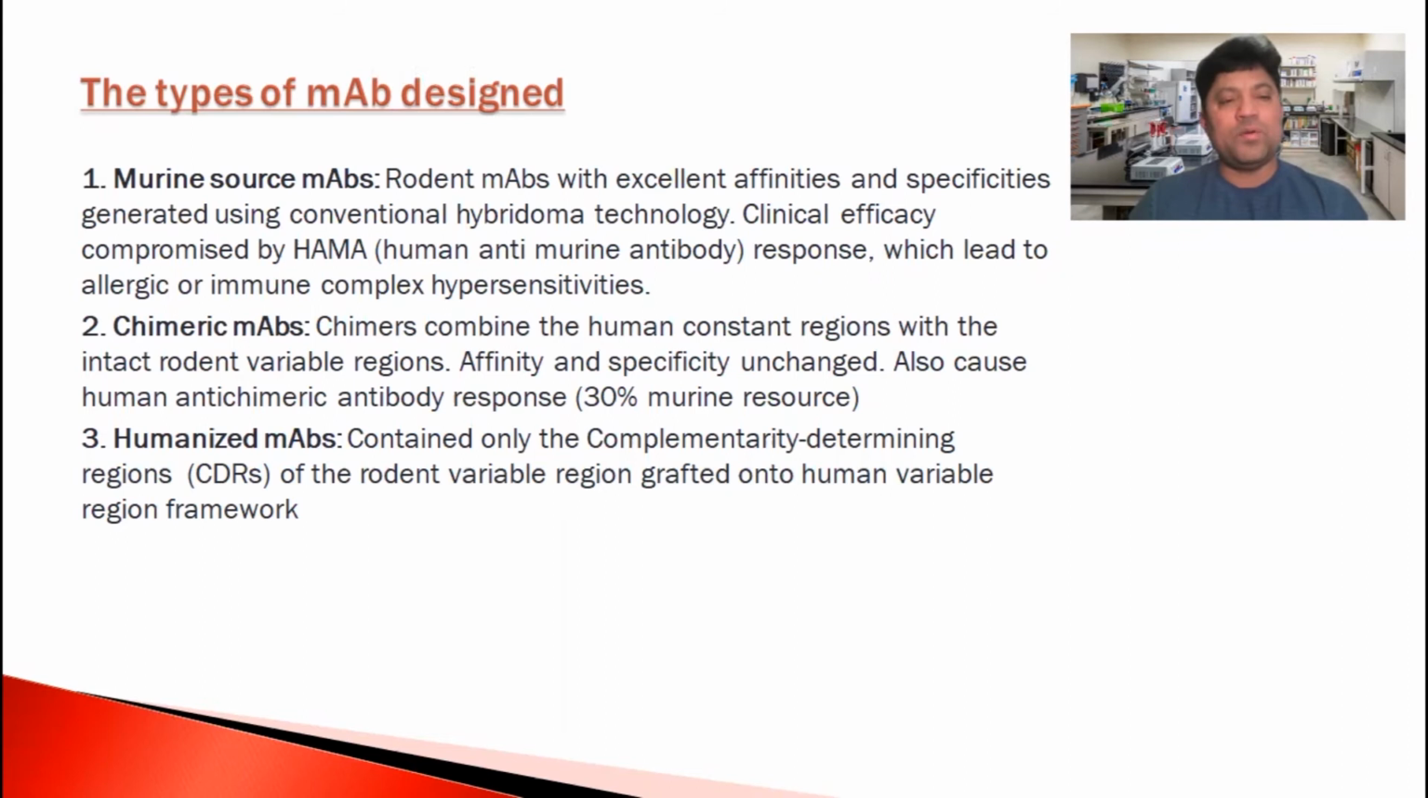Chimeric monoclonal antibodies combine the human constant region with the intact rodent variable region. Affinity and specificity are unchanged, but they also cause a human anti-chimeric antibody response, with approximately 30% murine source. The third one contains only the complementarity-determining regions, CDRs, of the rodent variable region grafted on a human variable region framework.